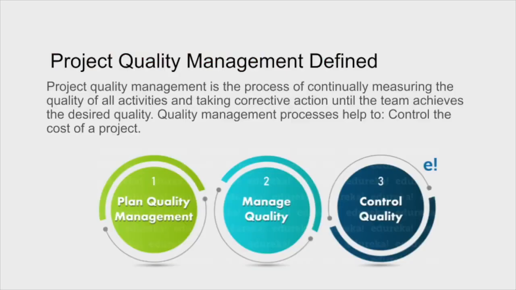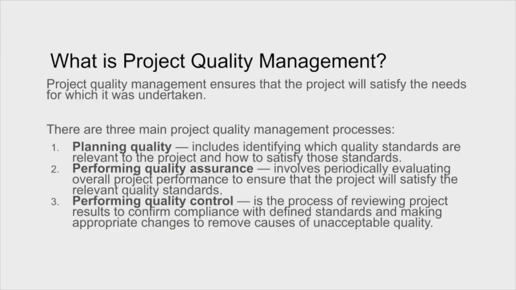First, we need to define Project Quality Management. Project quality management is the process of continually measuring the quality of all activities and taking corrective actions at that point in time until the team achieves the desired level of quality. Besides quality itself, quality management processes help control the cost of a project, which is critically important. So project quality management really ensures that the project will satisfy the needs of the end user, the needs of the producer, the needs of the manufacturer, whatever the needs are of all the stakeholders, they will be met.